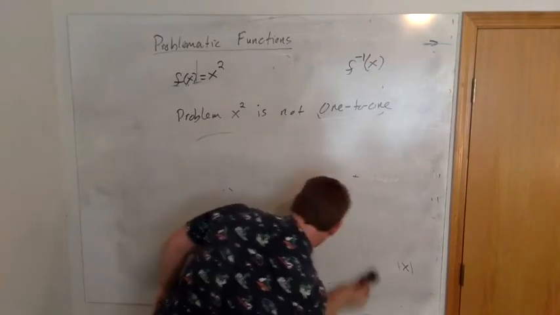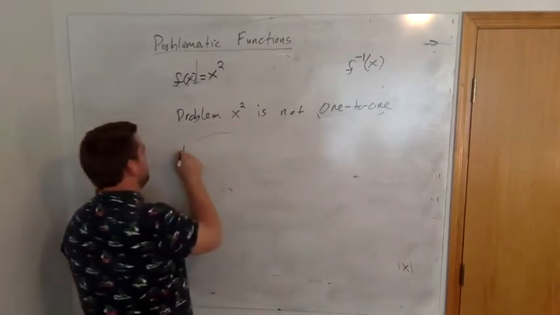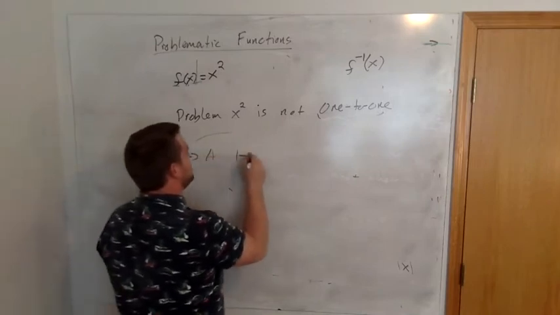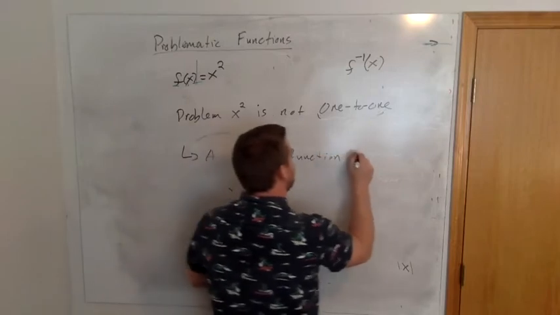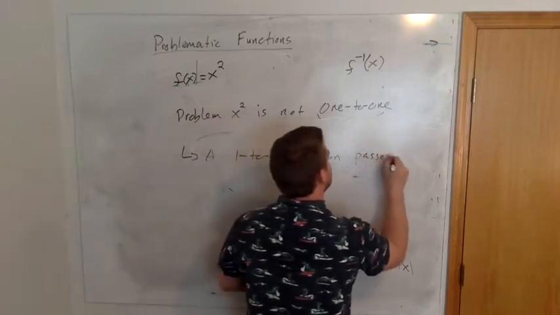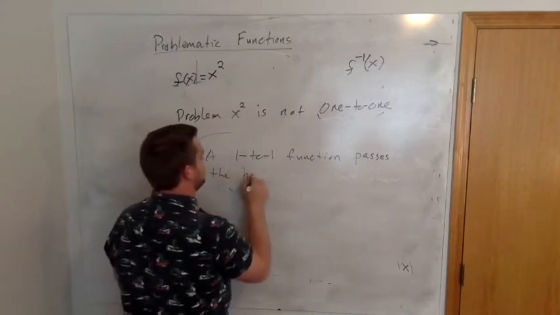I want to make another quick note here. Kind of just a little note. A one-to-one function passes the horizontal line test.